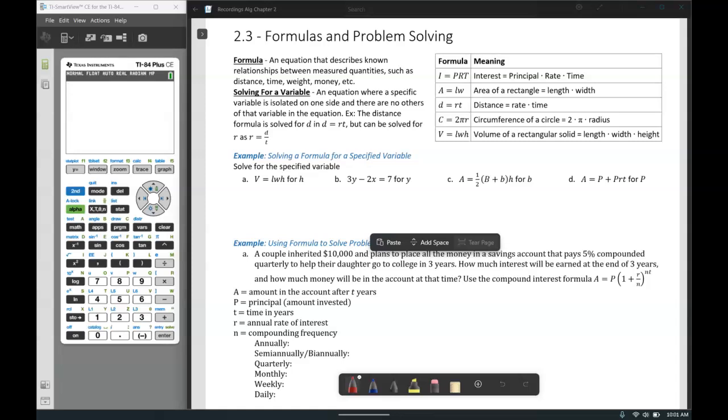The chart on the right shows a few common formulas and what these things represent. This is not by any means an exhaustive list, but it gives a good idea of some common formulas that we may see.